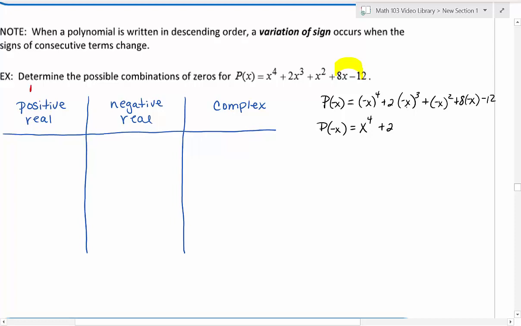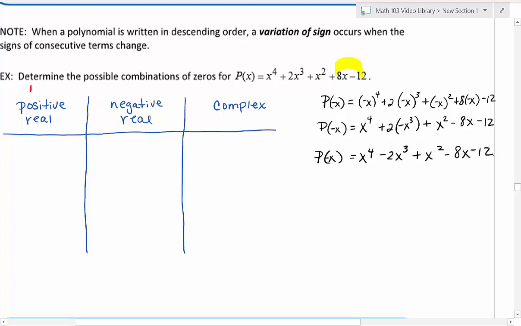Next, we have a negative raised to the third power. Negative x raised to the third is a negative x to the third. We have negative x squared. A negative raised to the second power is a positive. So we're going to have plus x squared. Negative 8x minus 12. We can clean this up a little bit more with that 2 times negative x to the third, and we get that p of negative x is equal to x to the fourth minus 2x to the third plus x squared minus 8x minus 12.